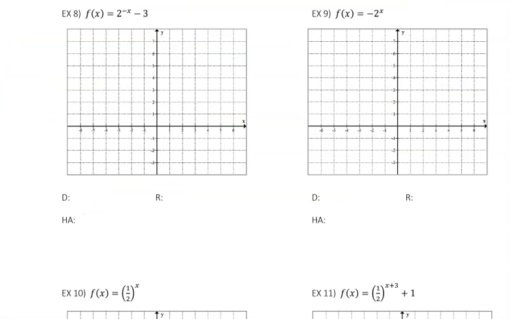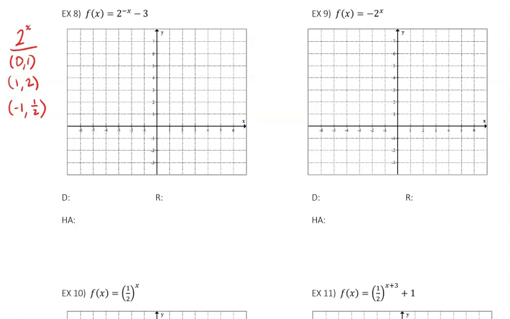All right, our next example. We have 2 to the negative x minus 3. So again, we're going to start off by doing 2 to the x, because that's going to be our parent graph. So we're going to graph that first. So if we want our points for it, they're going to be 0, 1, 1 comma the base, which in this case is 2, and then negative 1 comma 1 over the base, so 1 half.